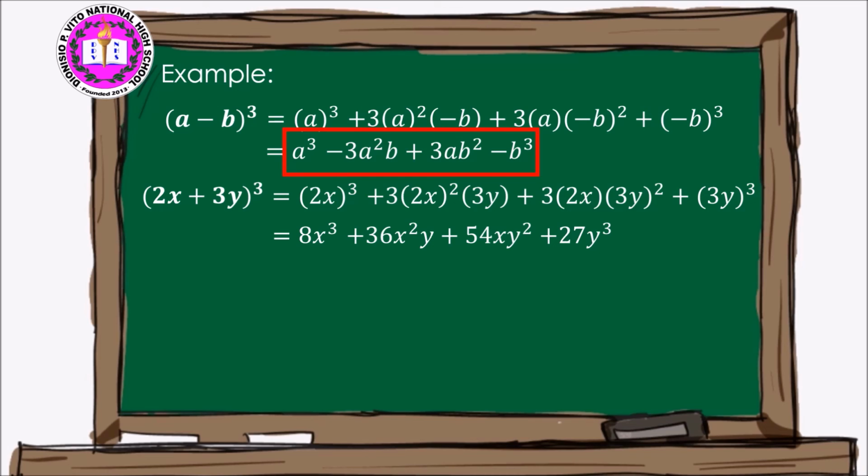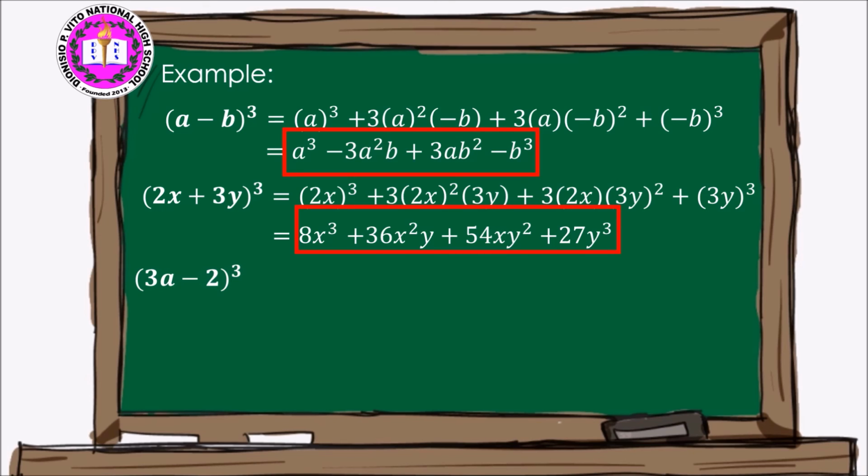Then we have 3 times 2x squared times 3y is equal to positive 36x squared y, plus 3 times 2x times 3y squared is equal to positive 54xy squared, plus 3y cube is equal to positive 27y cube. Therefore, 2x plus 3y cube is equal to 8x cube plus 36x squared y plus 54xy squared plus 27y cube.